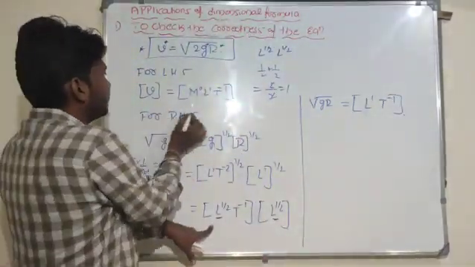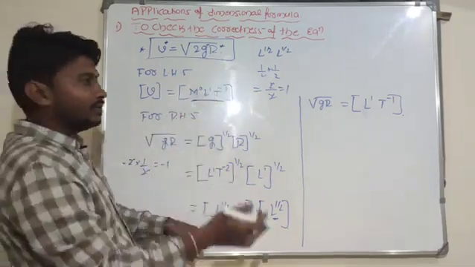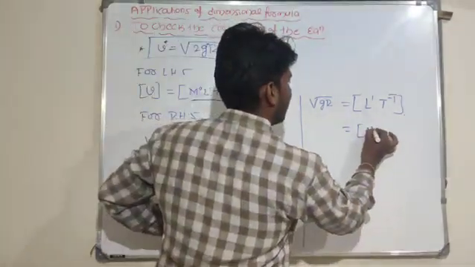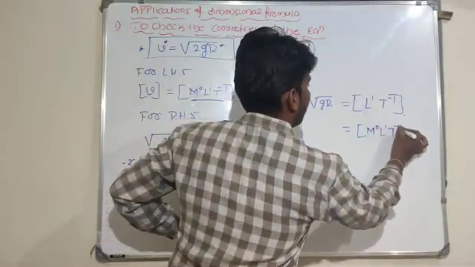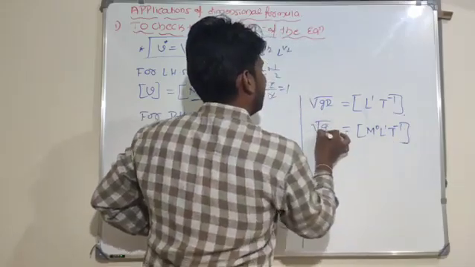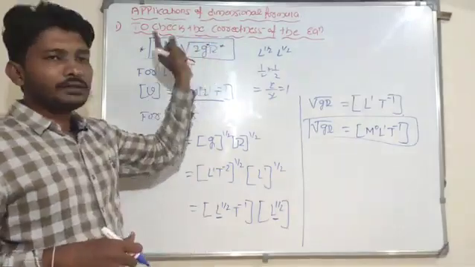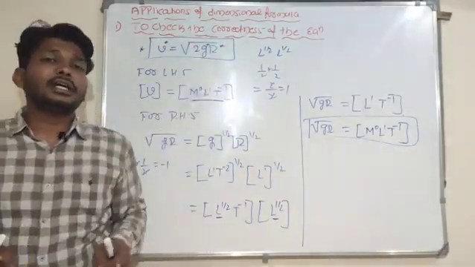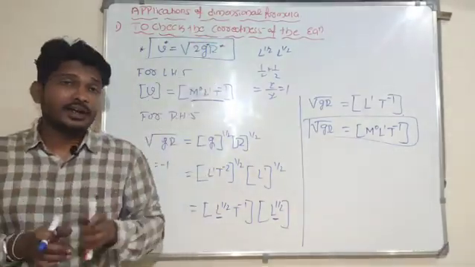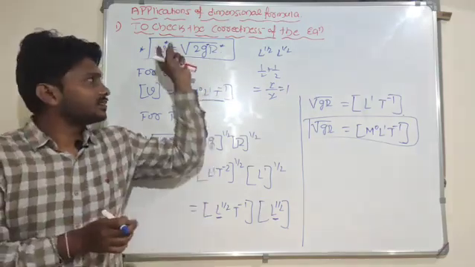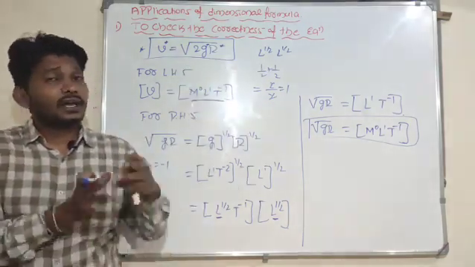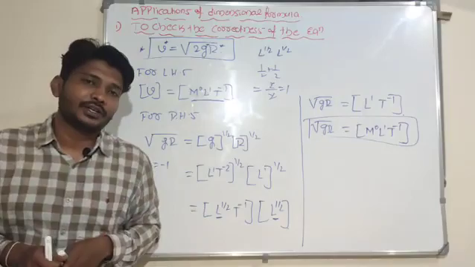So what is the left hand side? M0 L1 t to the power of minus 1. The mass term is not there here also. M0 L1 t to the power of minus 1. So this is the way to cross check, or verify, whether the given equation is dimensionally correct or not. Hope you understood this session. We will continue with other applications related to dimensional formulas.